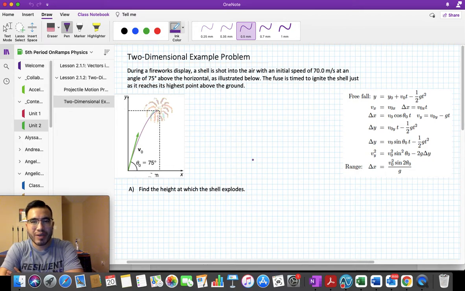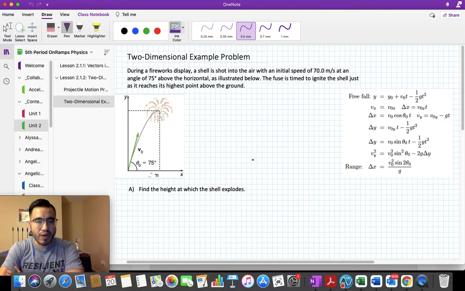What's going on, everyone? This example is meant to help you with the two-dimensional kinematics assignment. So let's get right to it. It says, during a fireworks display, a shell is shot into the air with an initial speed of 70 meters per second at an angle of 75 degrees above the horizontal, as illustrated below. The fuse is timed to ignite the shell just as it reaches its highest point above the ground.